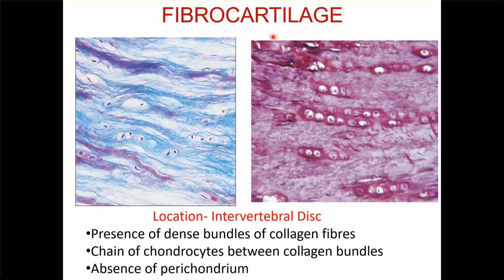Now coming to fibrocartilage, here also we can see chondrocytes, but they are arranged in chains or rows. Can you see the other lines over here? These are the collagen fibers. So chondrocytes are arranged between the collagen bundles, and there is no perichondrium.